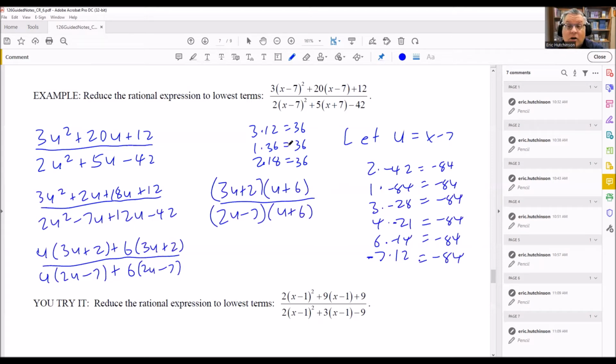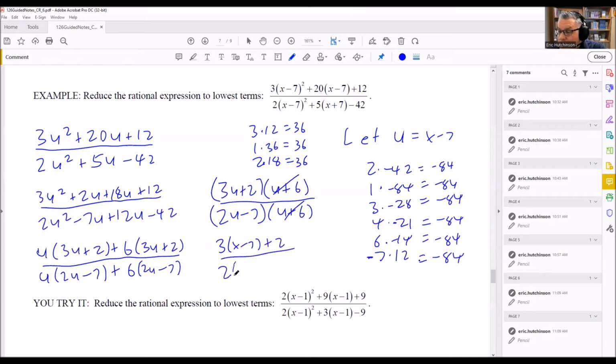We notice here that we can cancel out the u plus 6. So we will go ahead and cancel that out. Now, the answer here is not going to be 3u plus 2 over 2u minus 7. The reason why is because, look back here, the original problem has x plus 7 in it. So the last step that we're going to do here is replace the u with x minus 7. So I have x minus 7 there, plus 2 on top.